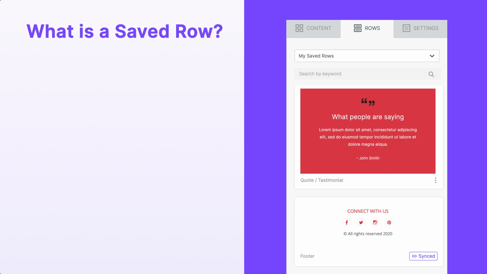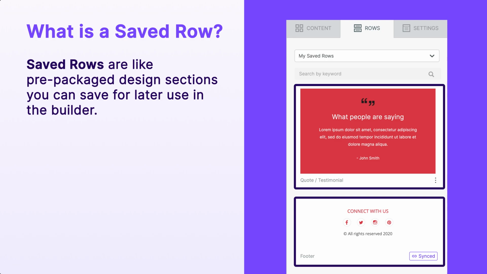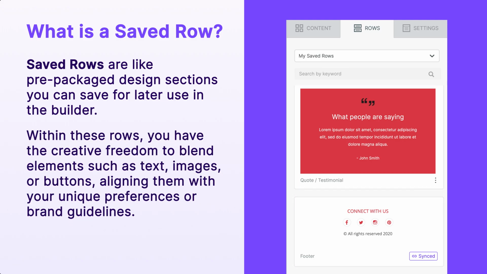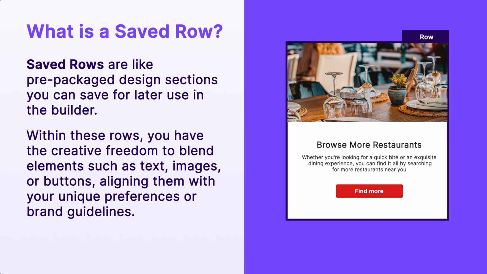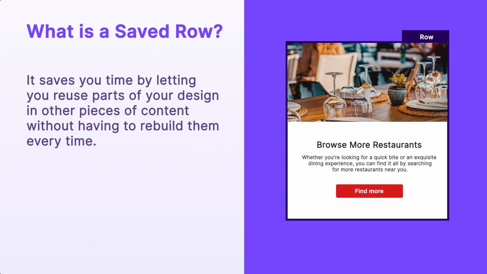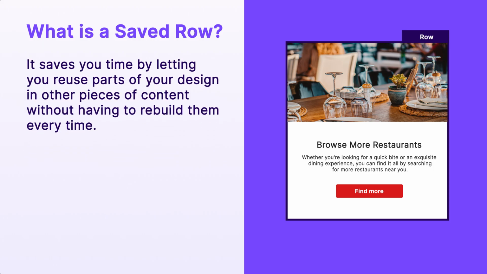First, let's explain what a saved row is. Saved rows are like pre-packaged design sections you can save for later use in the builder. Within these rows, you have the creative freedom to blend elements such as text, images, or buttons, aligning them with your unique preferences or brand guidelines. It saves you time by letting you reuse parts of your design and other pieces of content without having to rebuild them every time.